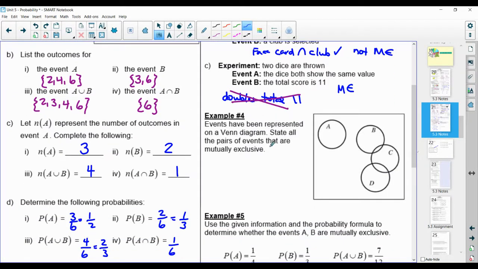All right, looking at Venn diagrams again, there's just a lot of examples today just so you can see all the varieties. Events have been represented on a Venn diagram. State all the pairs of events that are mutually exclusive. In other words, all the events that have no overlap. Well, A is mutually exclusive with everything. So A and B is mutually exclusive. A and C is mutually exclusive. A and D is mutually exclusive. And so that's off the table. Now, if we look here, C and D overlap, B and C overlap, but B and D do not. So B and D are also mutually exclusive.